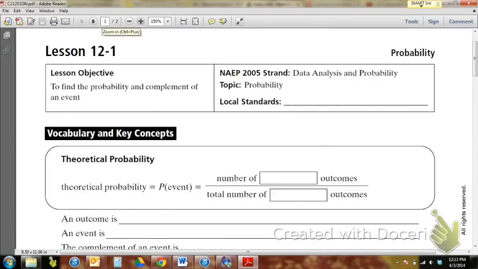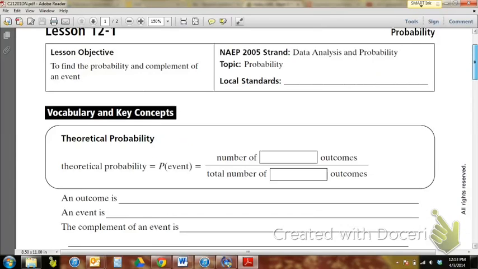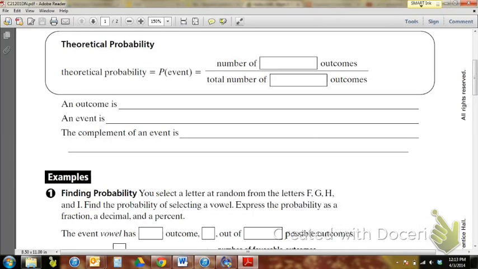In 12.1, we're going to take a look at probability. So, theoretical probability is what should happen. The probability is the number of desired outcomes out of the total number of possible outcomes. So it's what should happen.